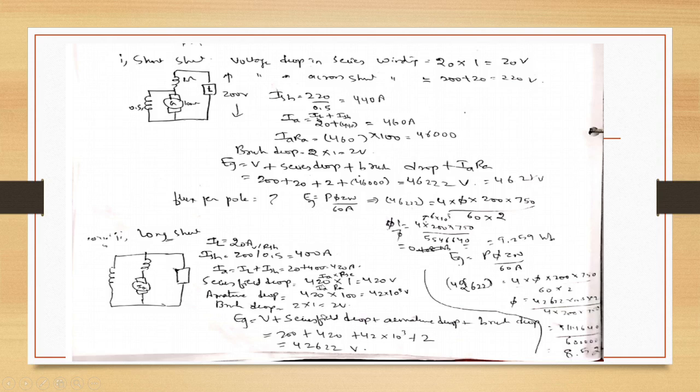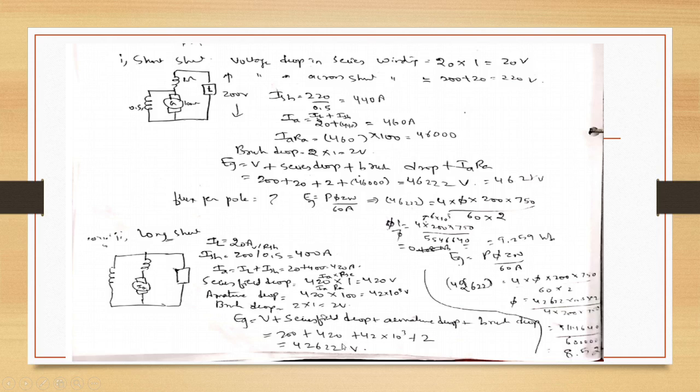Series field drop is 420 into 1, 420 volts. Armature drop is 420 into 100, that is 42 into 10 power 3 volts. And brush drop is 2 into 1, 2 volts. So now EG will be equal to V plus series field drop plus armature drop plus brush drop. So adding all the values, same procedure of what we have done in short shunt. Only the changes with the equations.